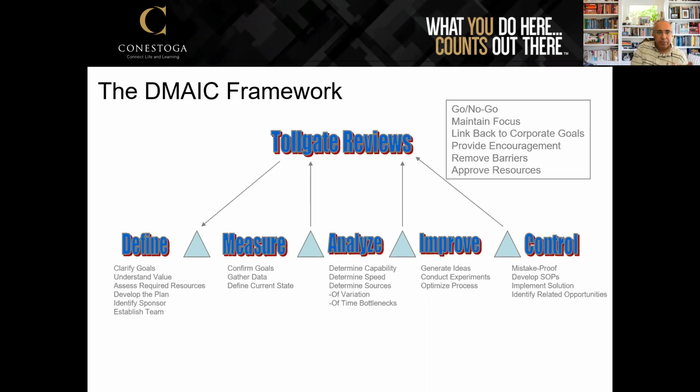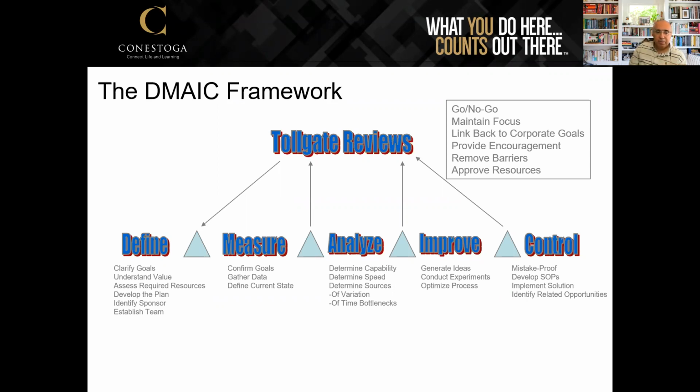And then in the control phase, you are going to do mistake proofing. Make sure that your system does not go back to the original problem. Like if you fixed the problem, you don't want it to go back to the original problem. So that is the control phase.